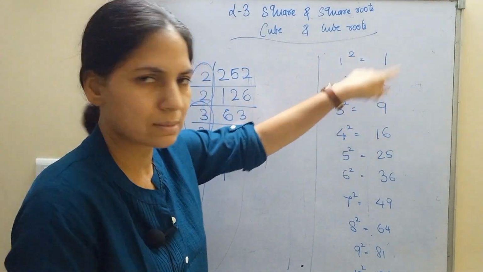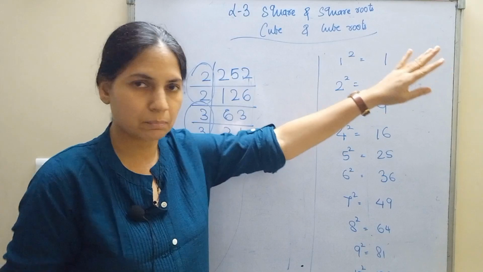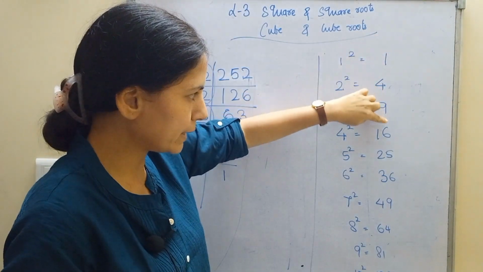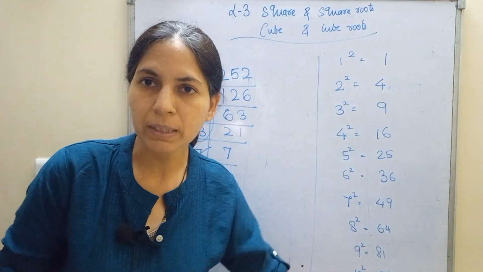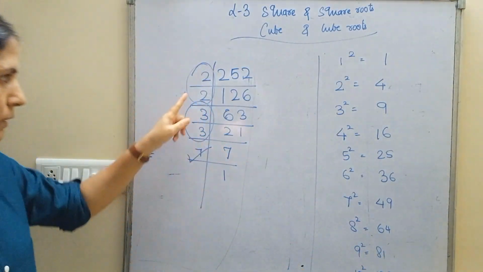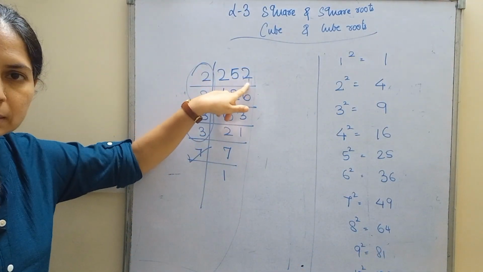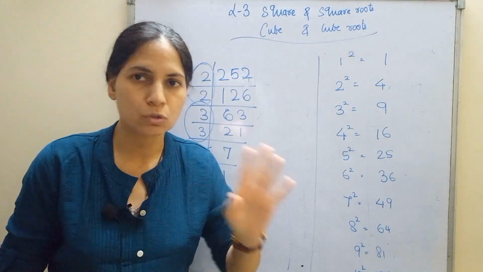Just look at the last number, the units place का number देखो. 1 है, 4 है, 9, 6, 5, 6, 9, 4, 8, 1. कहीं 2 दिख रहा है? नहीं. यहाँ पर क्या था? 2. जब भी लास्ट नंबर 2 हो, it is not a perfect square.